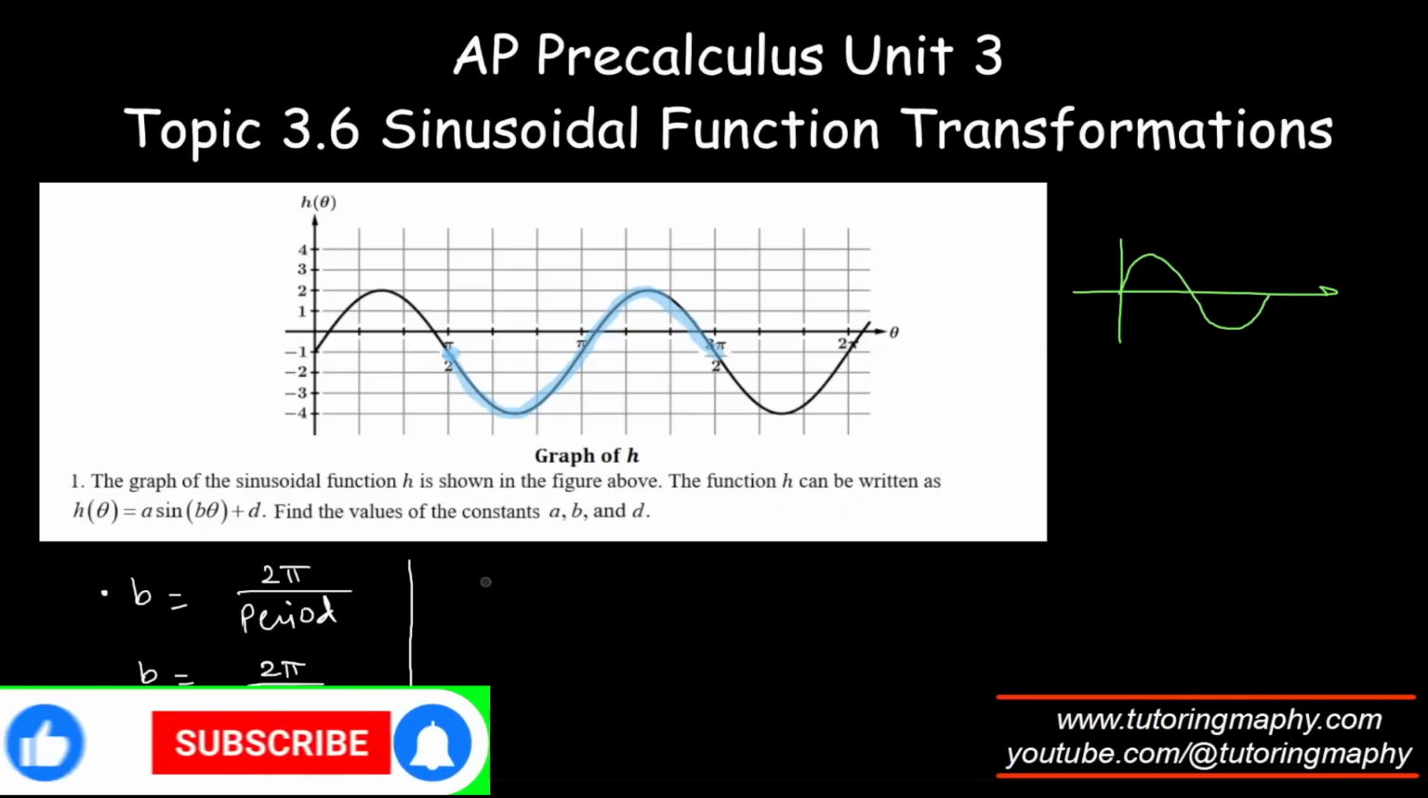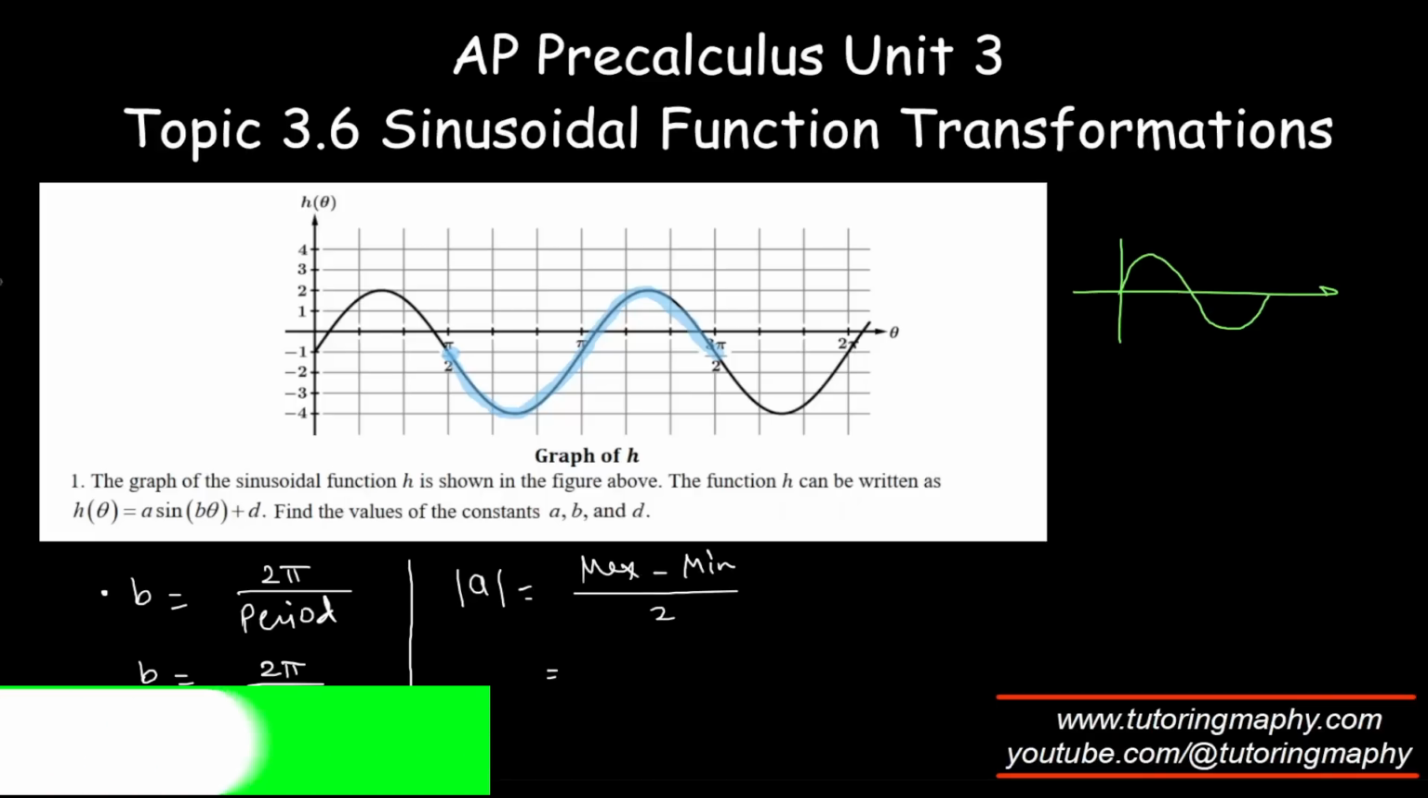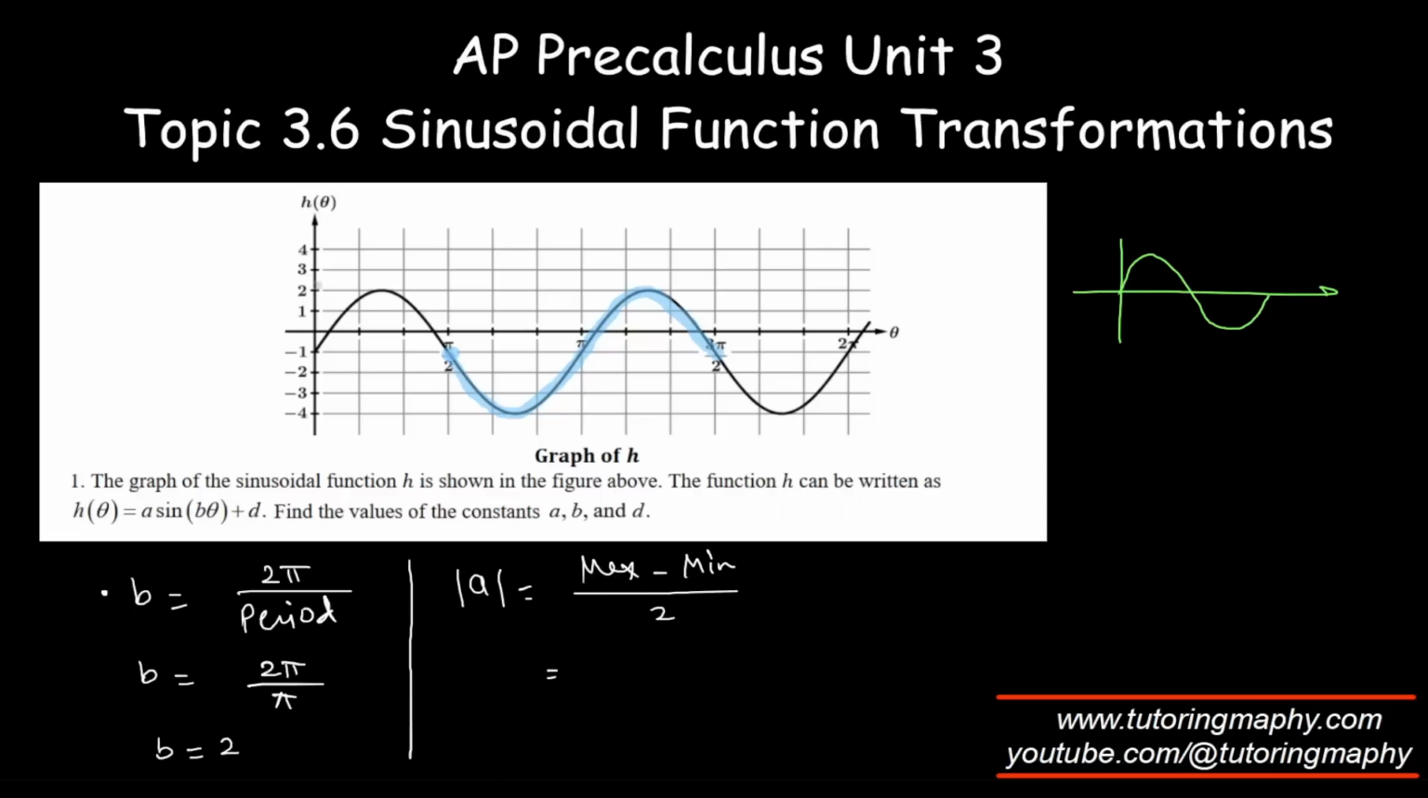Now, the absolute value of A is going to be the maximum value minus minimum value divided by 2. What is the maximum value? That's 2. Minimum value is -4. So 2 minus -4 over 2, which is 6 over 2, which is 3. Absolute value of A is 3.